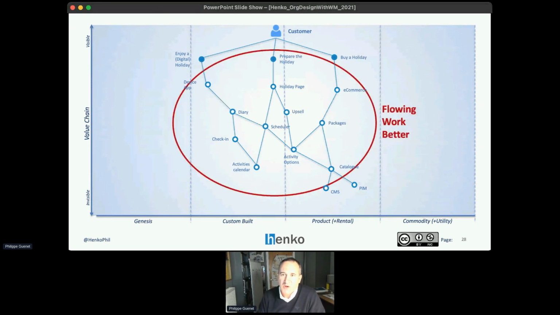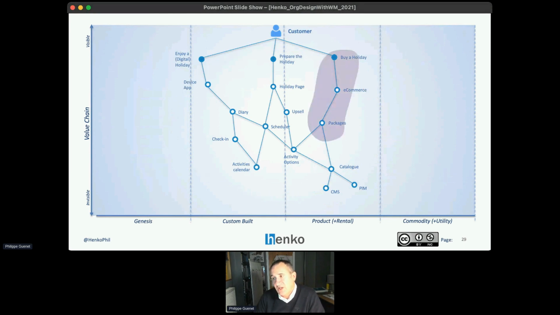The problem and the question was, well, we just need to have the flow working better. And it's not really about commoditizing stuff. It's just getting the flow better inside what they had. And then it's looking at how maybe we can identify value streams from a map.